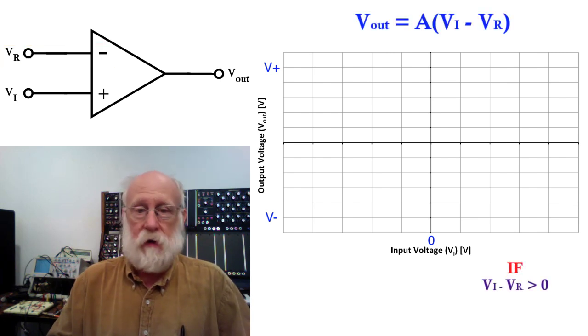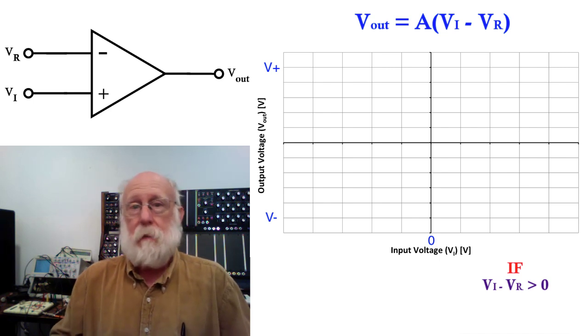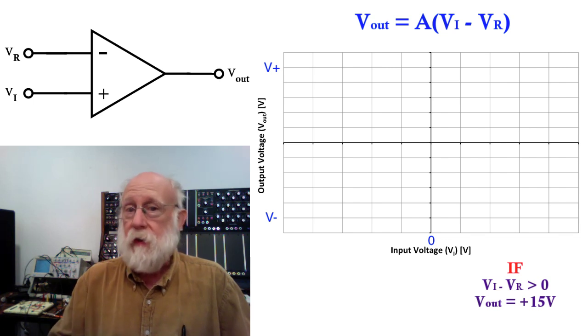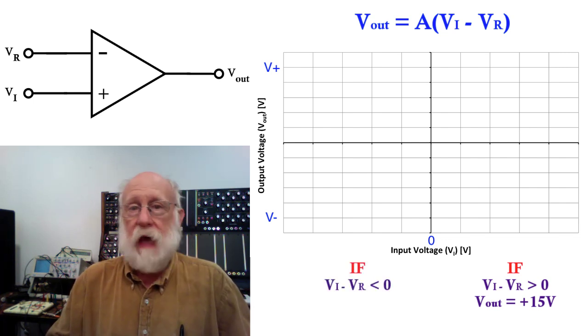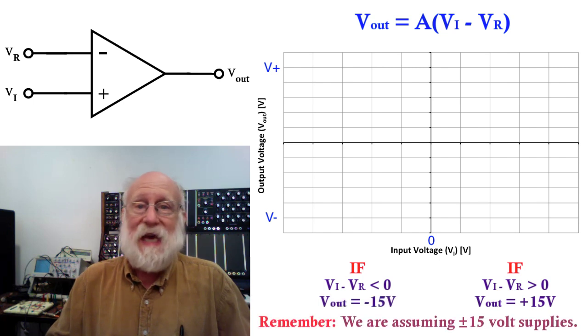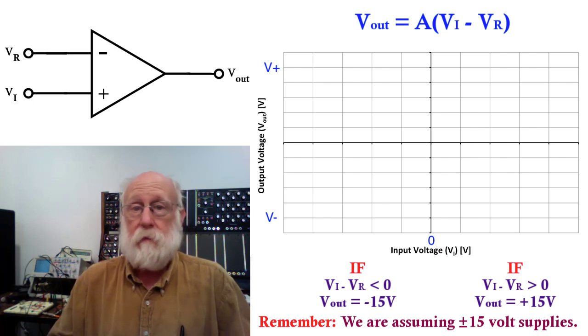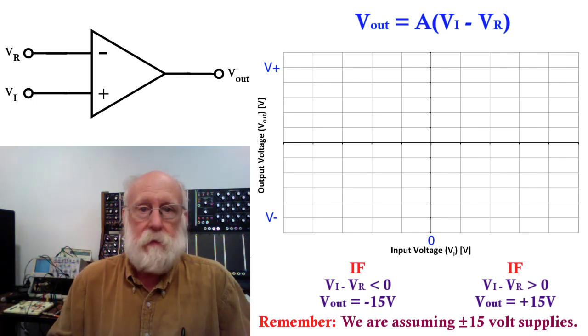If the difference V sub I minus V sub R is positive, then the op-amp just amplifies the heck out of it and the output goes to the positive supply rail. If, on the other hand, VI minus VR is negative, the output of the op-amp goes to the negative supply rail. So now we have something that compares our input to some voltage. It doesn't have to be 0 volts. It can be whatever we put on V sub R.